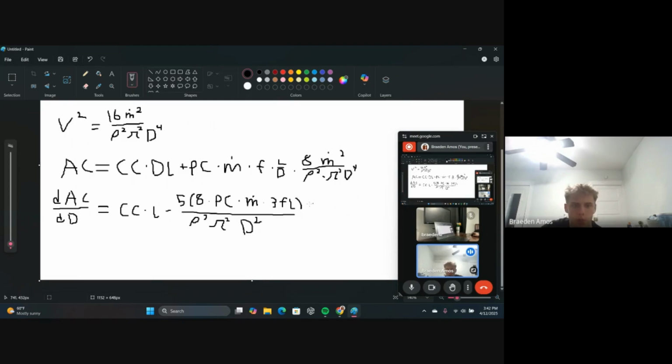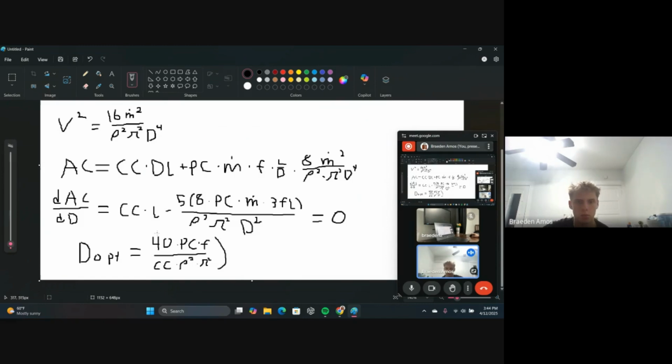Okay, so now what we want to do is set this equal to 0. And then doing that, we can find the optimal D. So D equals 40 times PC times F, then over that we get CC times rho squared times pi squared, and that's going to be to the 1/6, times M to the 1/2.